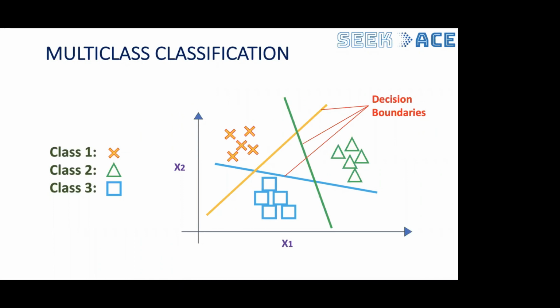So a pure binary classification is used here. If you have three classes, we do it three times. If we have four classes, we do it four times, and then we keep the class which has the maximum probability. So that is our logistic regression.